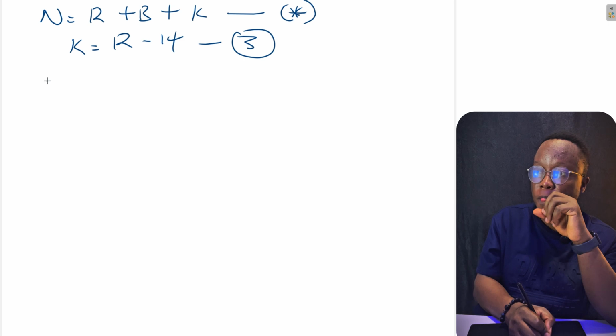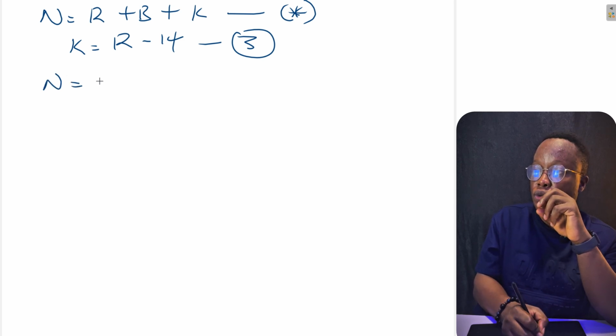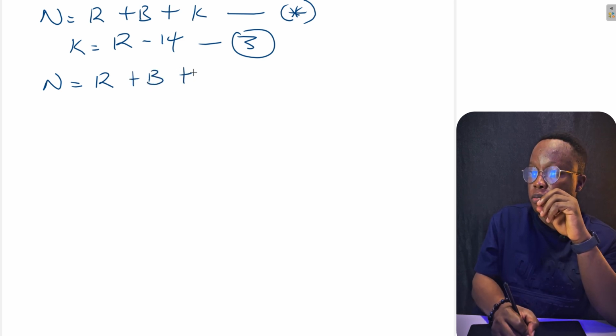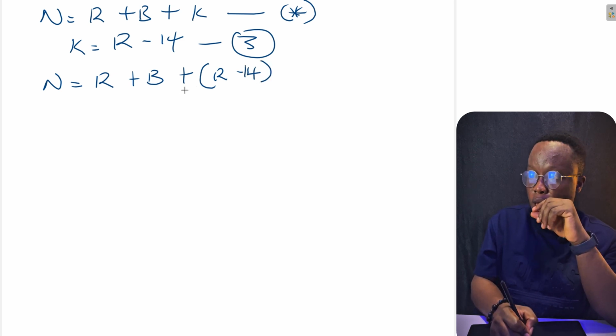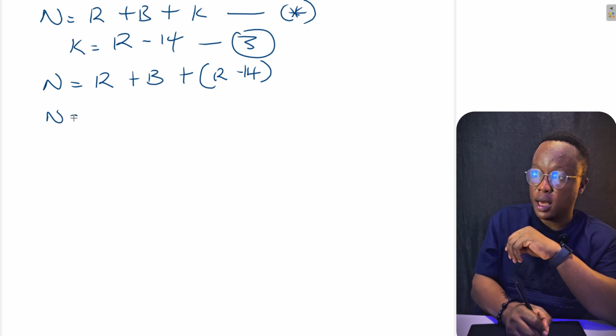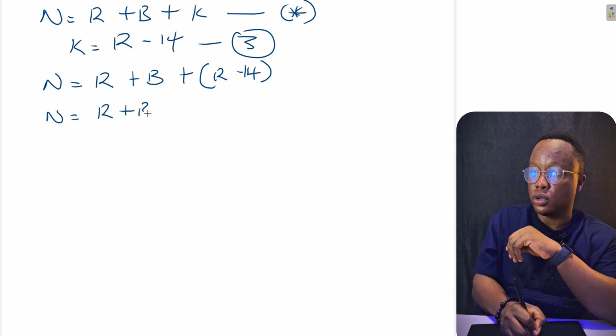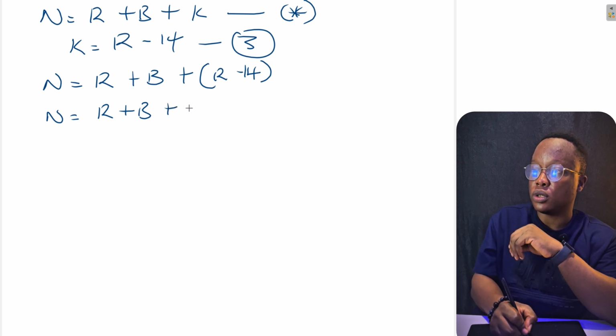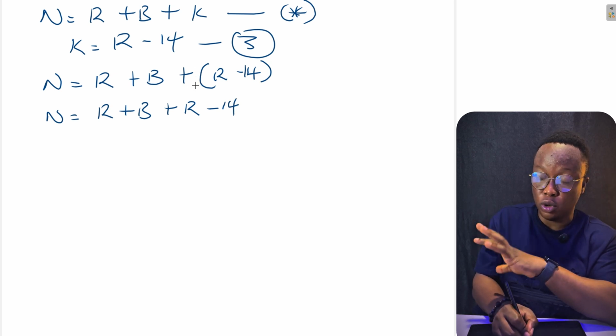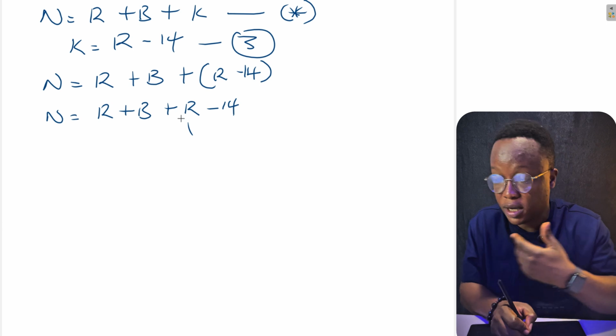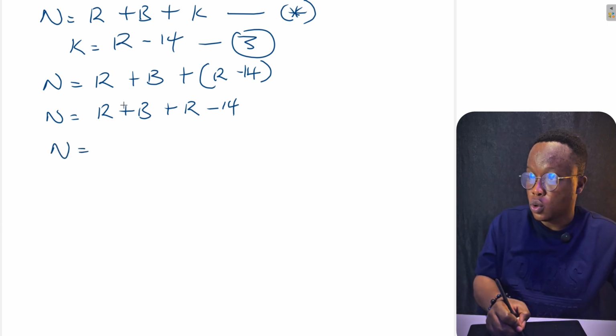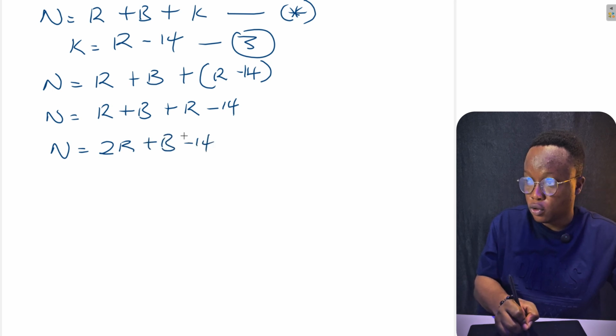So now we have N is equal to R plus B plus R minus 14. Okay, we're going to open the brackets. N is equal to R plus B plus R minus 14. We use plus 1 to open the bracket, so it doesn't have any effect. Evidently, this will be N is equal to R plus R, which is 2R, plus B minus 14.